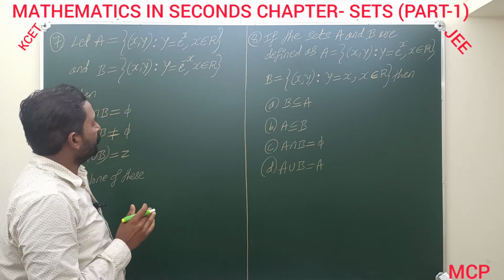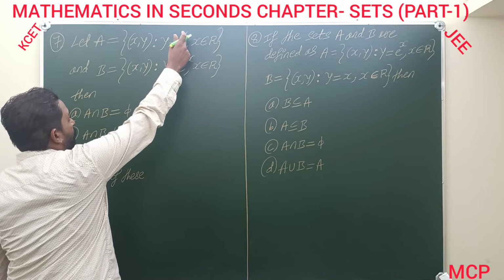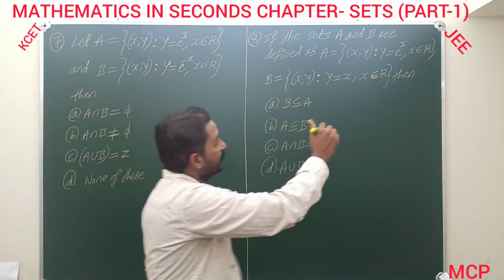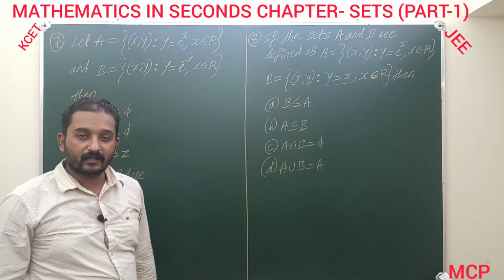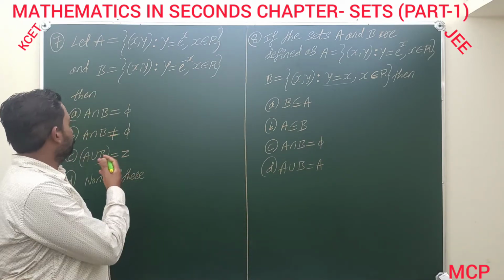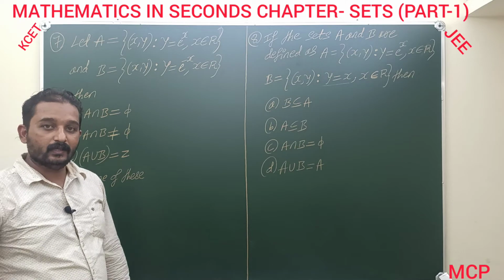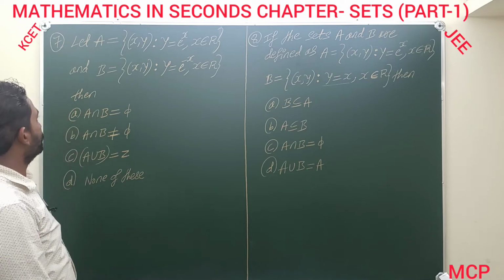Well known graphs: the exponential function e to the power x and e to the power minus x, and also the identity function y equals x. Using these graphs, we have to find the answers to these two questions. First, we take question number 7.